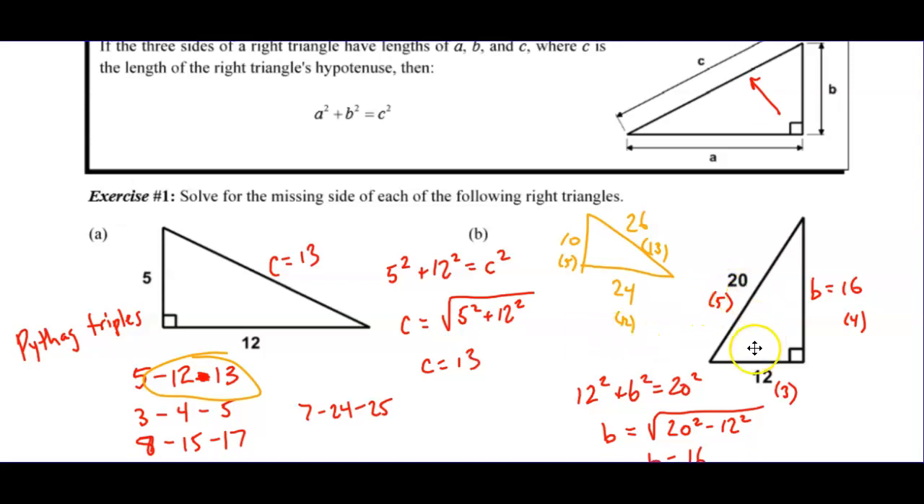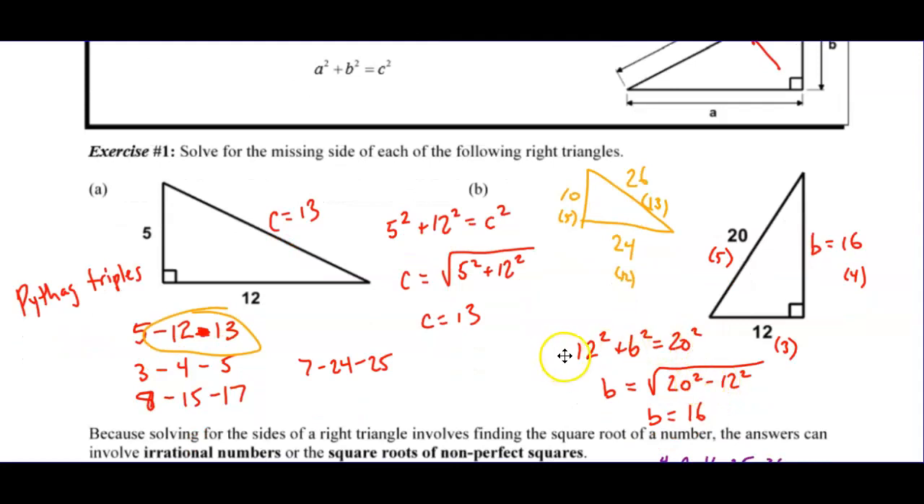The one next to it has a 12 and a 20, but the 12 and the 20 are not the legs this time, so I need to leave b unknown. And that's something that people get tripped up on sometimes. You want to make sure that hypotenuse ends up in the right spot. And so when I solve this one, I have to subtract the 12 squared and then square root the difference. It comes out to 16.